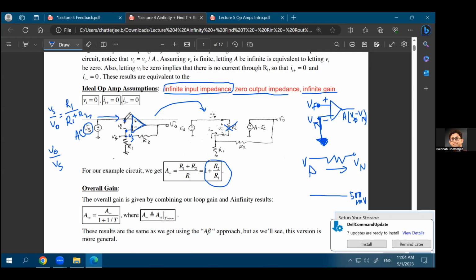If this point is Vs, due to the virtual ground property, both of these two points have to be at the same AC potential. If that AC potential is zero, then both of them are virtual ground. If that AC potential is non-zero, both of them are at the same AC potential. And that's again because of this high input impedance. If point Vp is at a particular voltage, point Vn will be at the same voltage. If one of them is zero, the other one is also zero. If one of them is 10 millivolt, the other one is also at 10 millivolt.